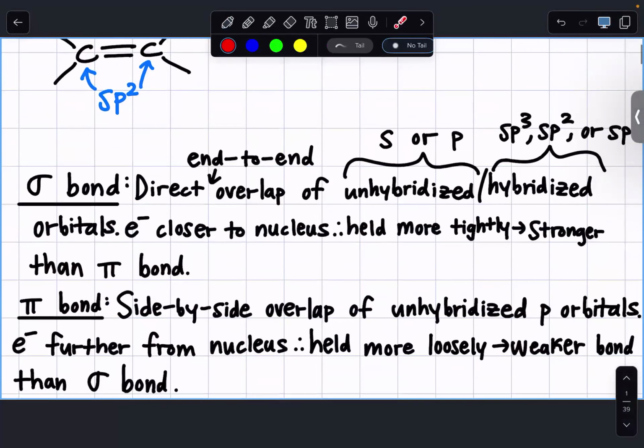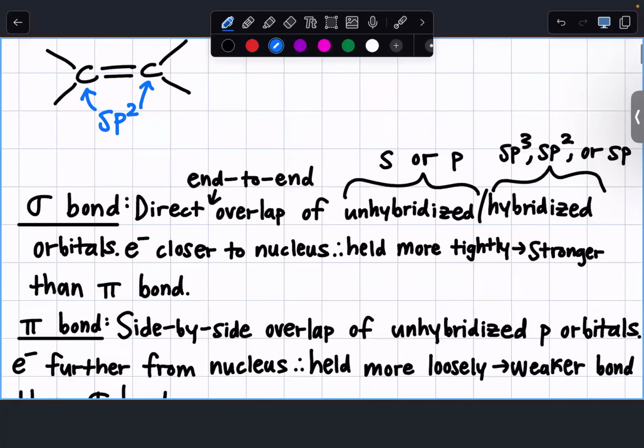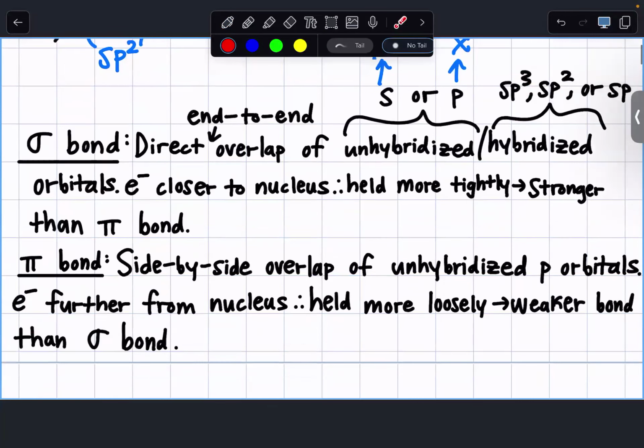So let's go over the definition of a sigma bond and a pi bond. A sigma bond is a direct overlap between two orbitals that could be unhybridized or hybridized. Unhybridized orbitals could be unhybridized s orbitals or unhybridized p orbitals. The things that are unhybridized s are hydrogen atoms. The things that are unhybridized p orbitals are halogens, like chlorine, bromine, iodine, fluorine. Hybridized orbitals are like sp3, sp2, or sp. These bonds are stronger than the pi bonds because they are held more tightly together, like the electrons are closer to the nucleus.